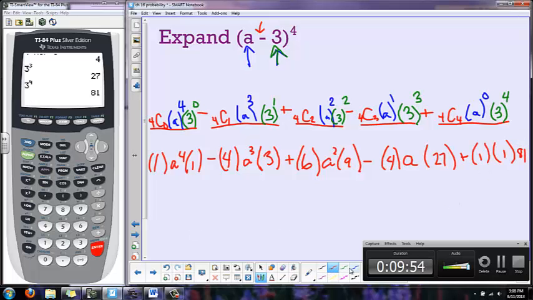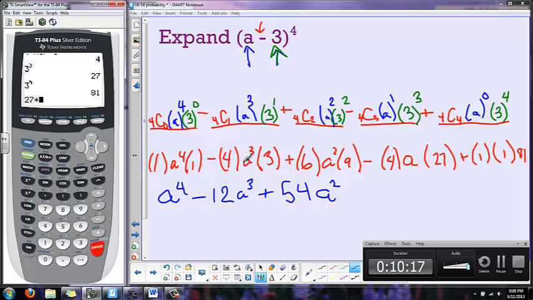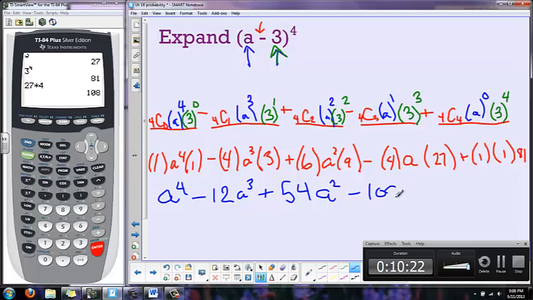So last step, I'm going to go through and simplify all this. 1 times 1 is 1, so this is just a to the 4th. 4 times 3 is 12, a to the 3rd. 6 times 9 is 54, a squared. 4 times 27 is 108a plus 81. So that's pretty cool.